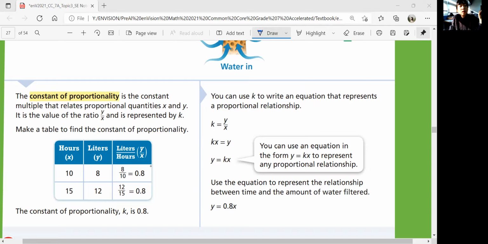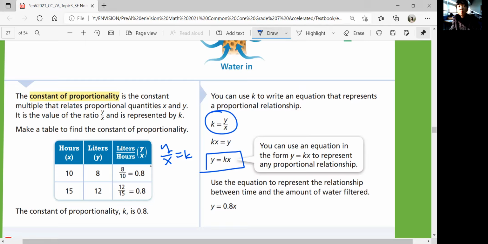And this k is going to be y over x, because that's how we figured out k, right? In the first place, we divided y by x, liters by hours, in order to get k, which is 0.8. So that's the equation that we used already. And using this equation, if you multiply x on both sides, we get kx is equal to y. And we can also say, oh, y is equal to kx.